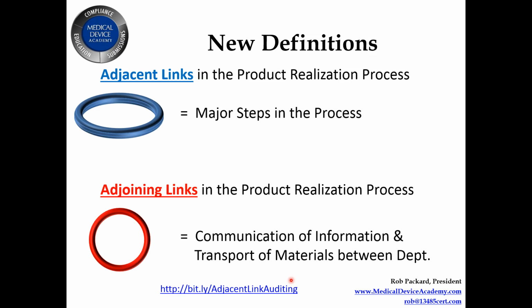And this was a concept that was developed by Bridget Glass and myself. She's in New Zealand, and she's a quality system consultant. The adjacent links are the core processes that take you from one step to the next, like purchasing to receiving inspection. And the adjoining links are the things that are support processes like document control, calibration, maintenance, that connect these processes and make them work better.